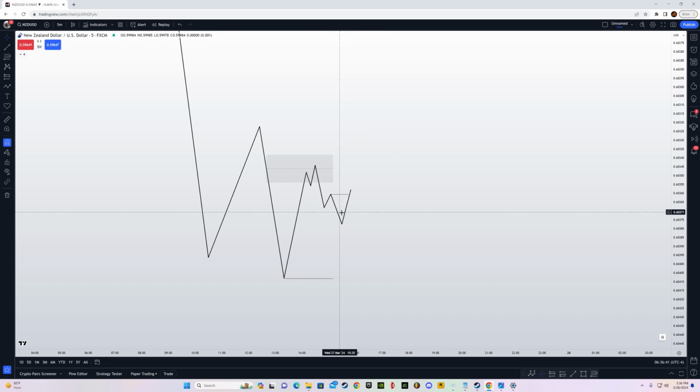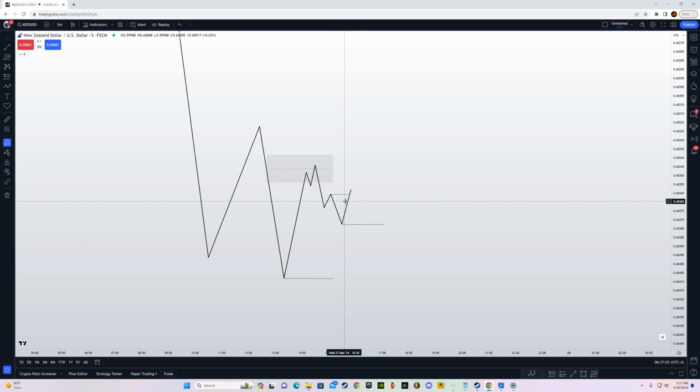And once we have that, we look for a sweep of that lower high on the 1 hour time frame. After that, we are marking out this low over here. So that is going to be our take profit level, right? That is going to be our draw on liquidity. But my rule is I always go for 1-to-2 risk to reward ratio.